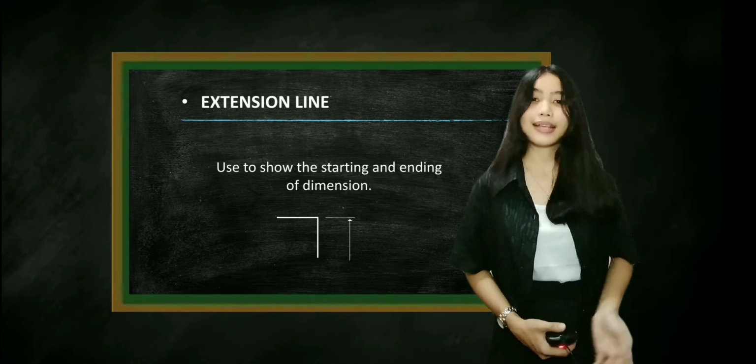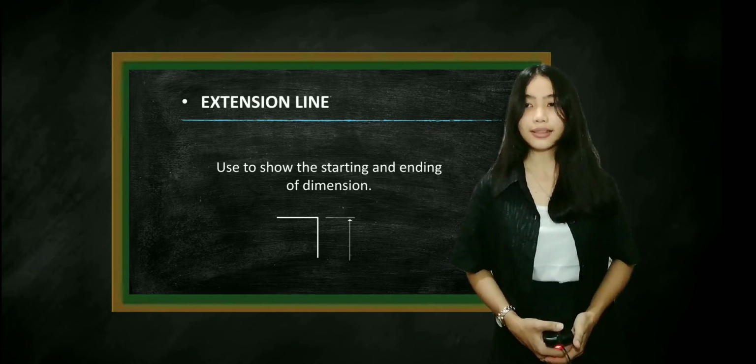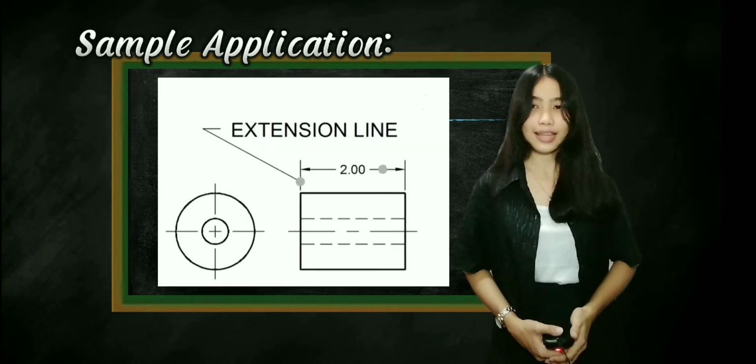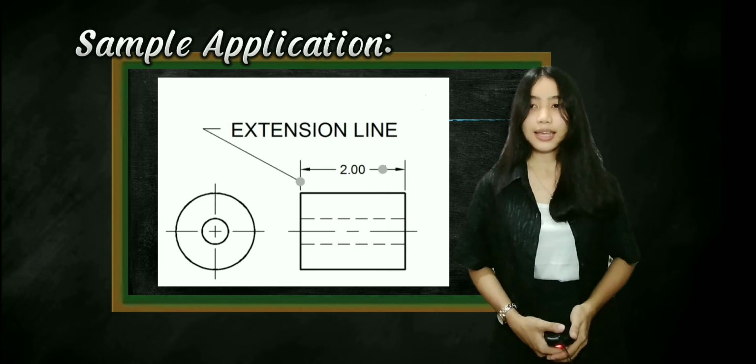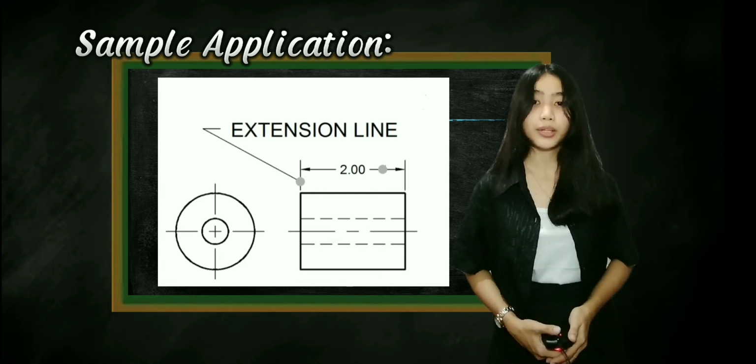Number 6, extension line. Extension line is used to show the starting and ending of dimension. Here is a sample application of extension line. As you can see, it has a thin and dark line. The line type is continuous and the line weight is thin, measuring 0.3 mm.